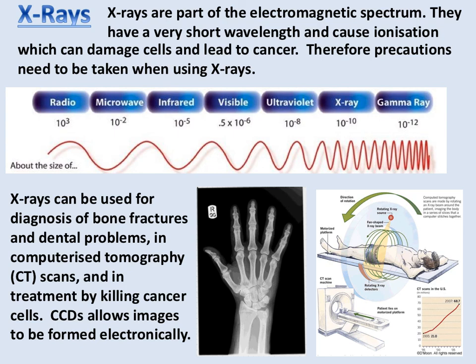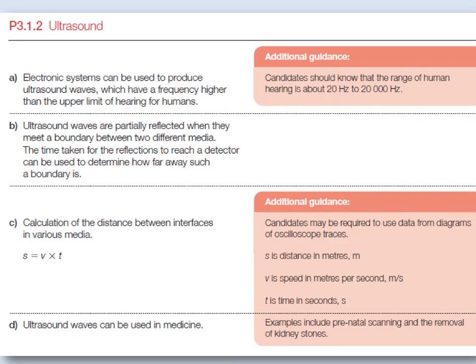In order to use CT scanners and also to form digital images of X-rays, we need to use something called charge coupled devices, or CCDs, and what CCDs do is they convert X-rays into a digital image. The final use of X-rays in medicine is the idea of them being used to kill cancer cells, which is known as radiotherapy. So now look at ultrasound.